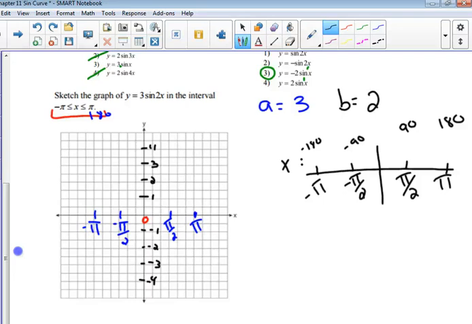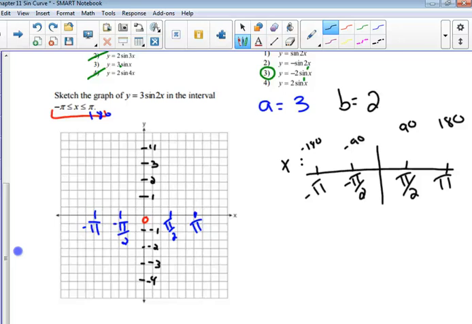Alright, so that means between 0 and 2 pi, you should see how many full curves? 2, right? Good, Carly, yes, because now if you're only going out to pi though, not 2 pi, you're not going to see all of them, you only see one of them.